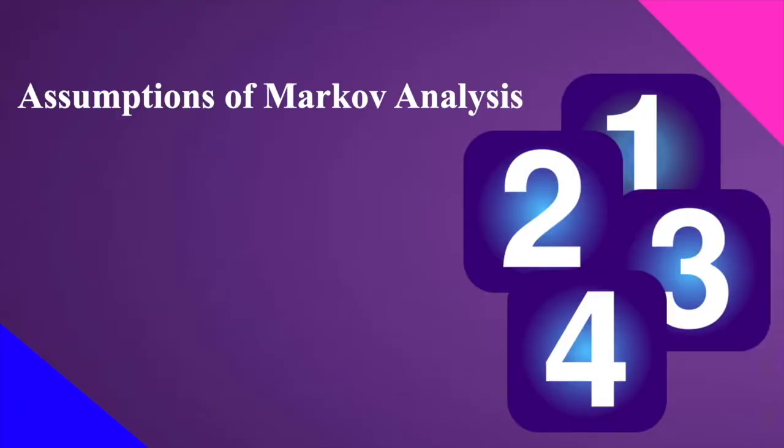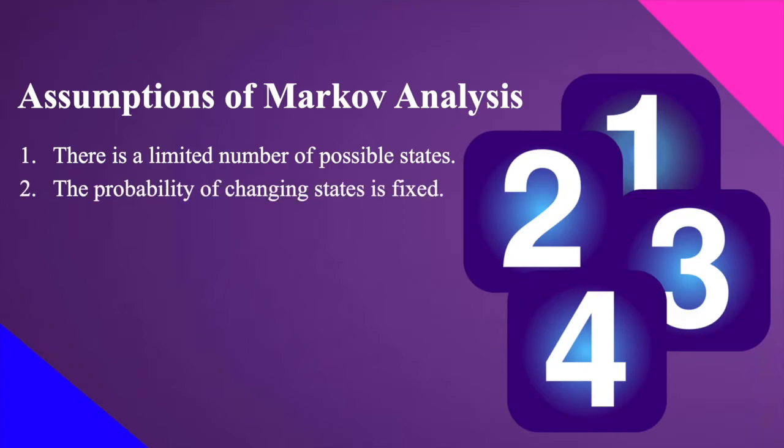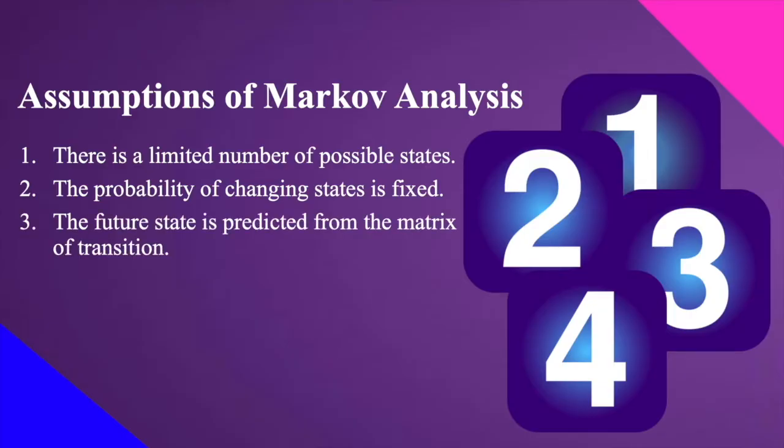So, assumptions natin for the Markov analysis. First, we have this first assumption that there is a limited number of possible states. Kung ano yung pwedeng mangyari in the future, bilang lang po natin, no, finite ang possible na mangyari, limited number. Second, the probability of changing states is fixed. Now, we have fixed probability of changing states. The future state is predicted from the matrix of transition. That's why if you'll see later on sa ating solution, ang lagi ating pinakaunang kinukuha is yung matrix of transition. Dahil doon nakadepende yung prediction ng mangyayari, no, sa future state natin.